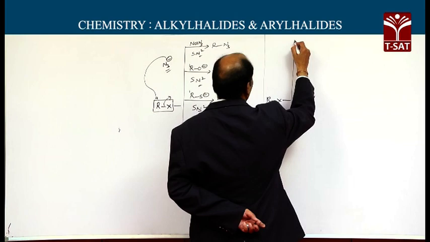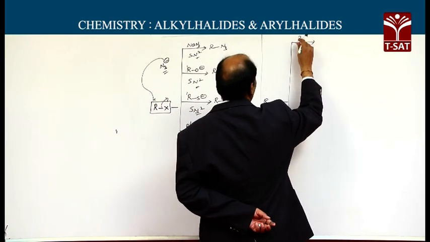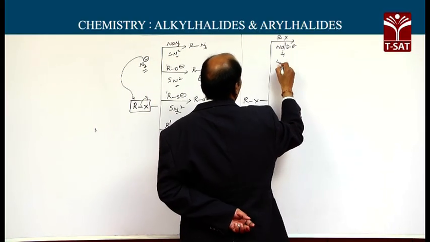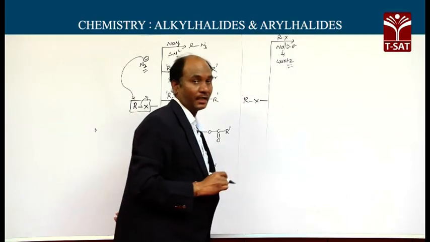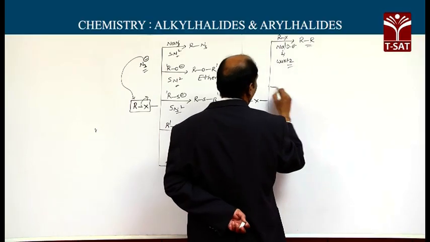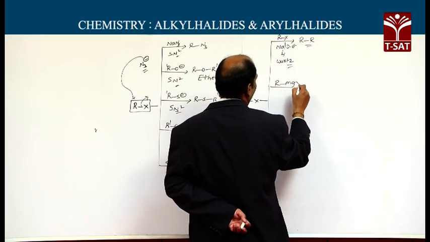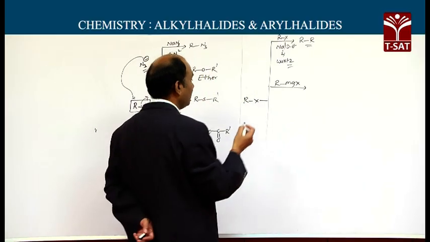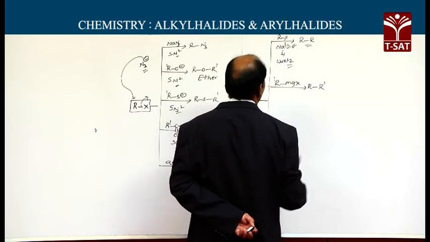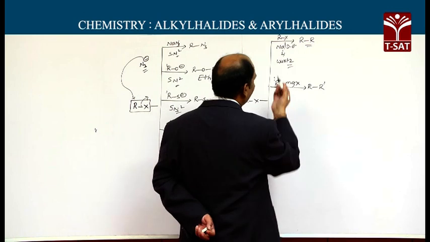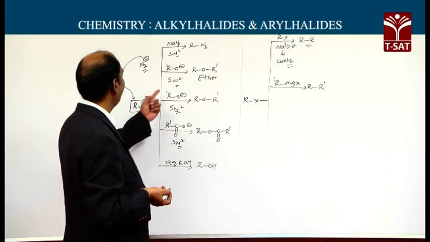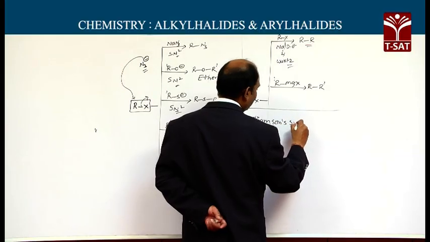Again it is treated with RX in the presence of sodium and dry ether. This is the Wurtz reaction. Everybody knows what the Wurtz reaction is. So, what do we get here? R-R, an alkane, is formed. If it is treated with RMgX, this RMgX is nothing but Grignard's reagent. So, here we get R-R. If it is R prime, R prime. This is a Grignard's reaction, that is a Wurtz reaction, and this is an SN2 reaction. This is the Williamson synthesis.